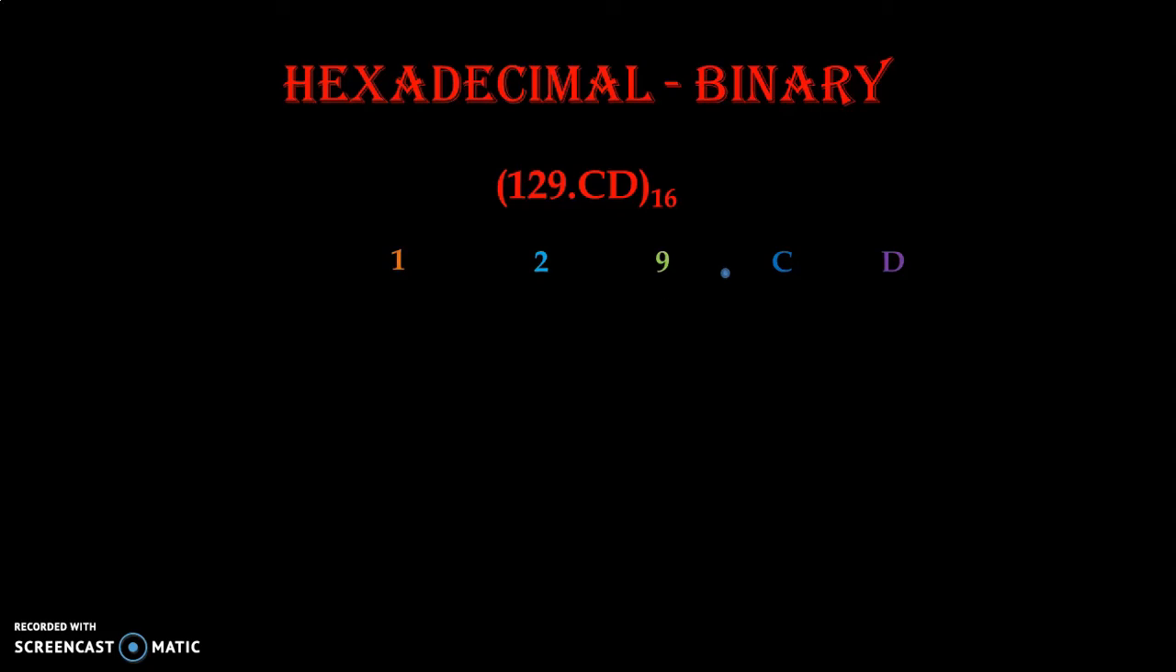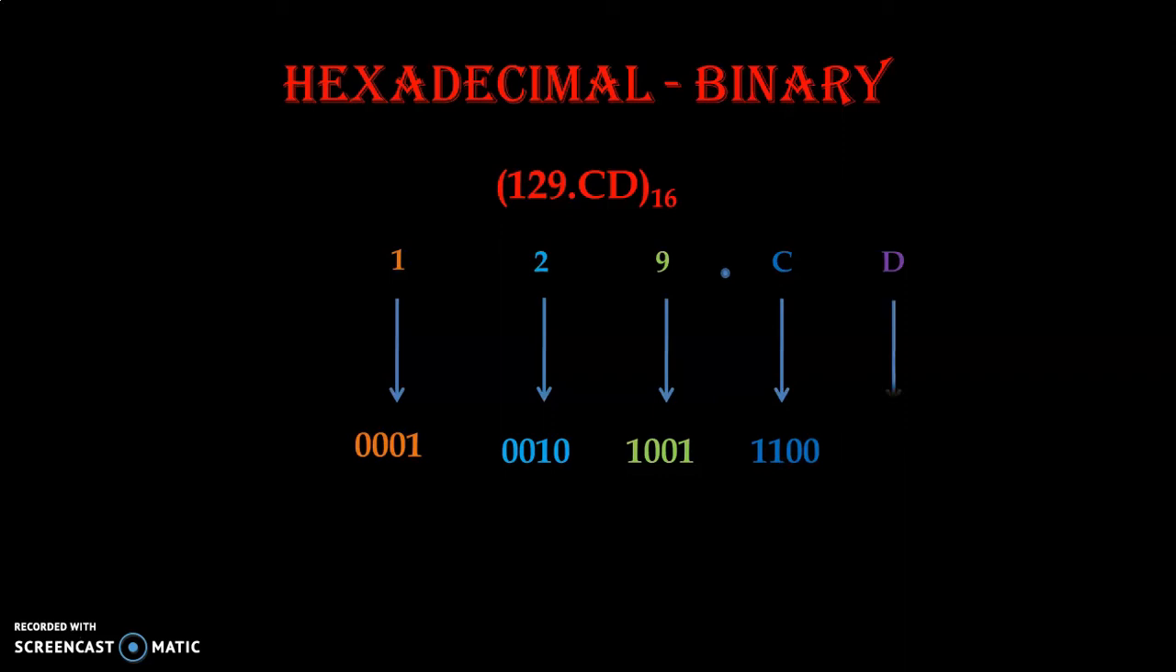In the next stage, for each individual hexadecimal number, we write the equivalent binary number in a group of 4 bits. For 9, we can easily write 1001, that is 8 plus 0 plus 0 plus 1, so 9. For 2, it is 0010. For 1, we know it is 0001. Same way for the fractional values. For C, we know that it is equal to 12, and for 12 the binary number is 1100. And for D, that is 13, it is 1101.